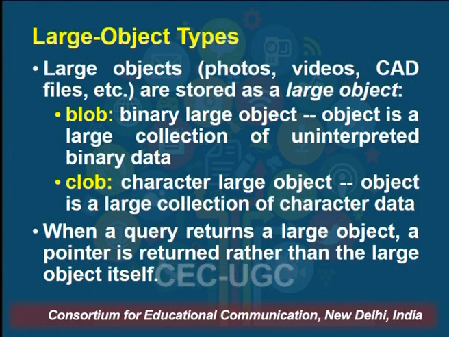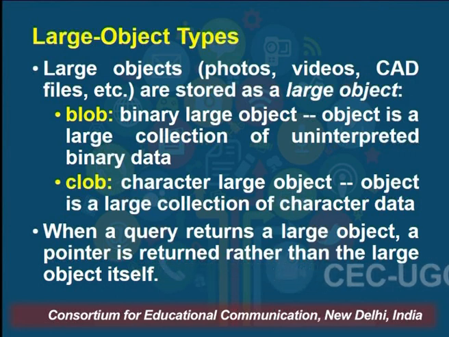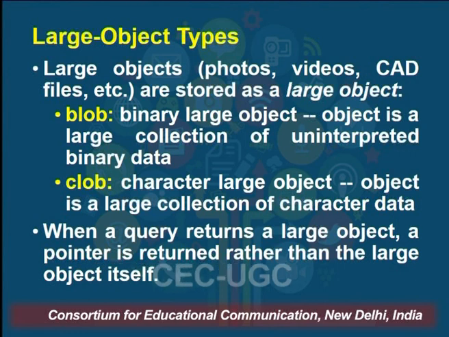So these all are very different from storing text, or very different from having dates or numbers stored. All these photos, videos and some files are stored as objects, and these are what we can call large objects. In this category of large object types, we have the binary large object, which we recognize with the keyword BLOB. Here the object is a large collection of uninterpreted binary data.